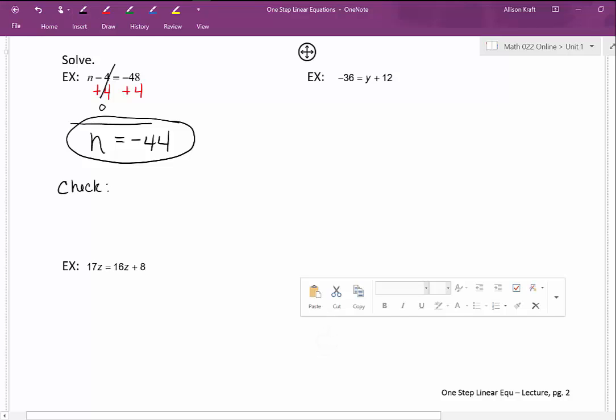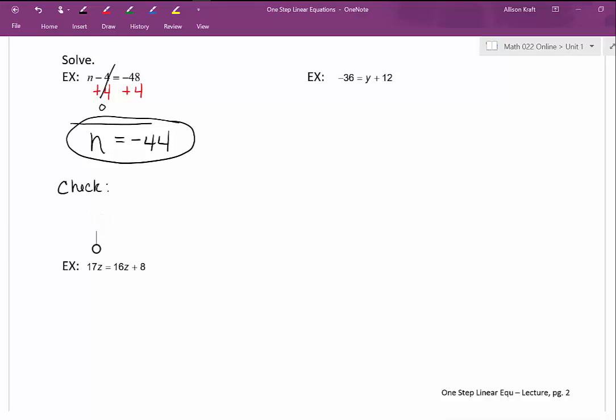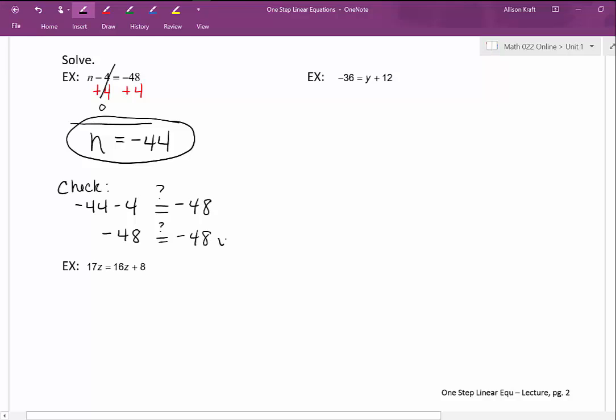We can actually check any of our answers using what we learned earlier in this lecture. All I need to do is plug my number back into the original equation and see whether I get a true statement or not. So let's see. Is negative 44 minus 4 equal to negative 48? We clean up the left side, and we do see indeed that we get negative 48 equal to negative 48, which is a true statement. You can check any answer to any type of equation you solve for your entire mathematical career using this technique.